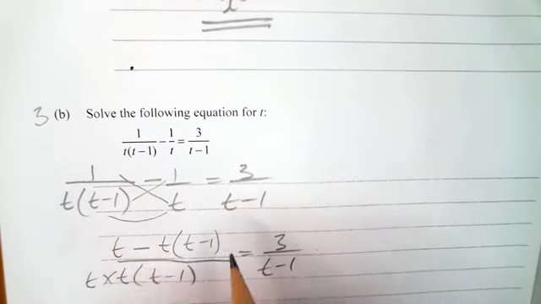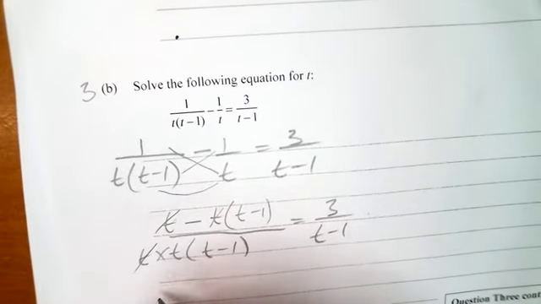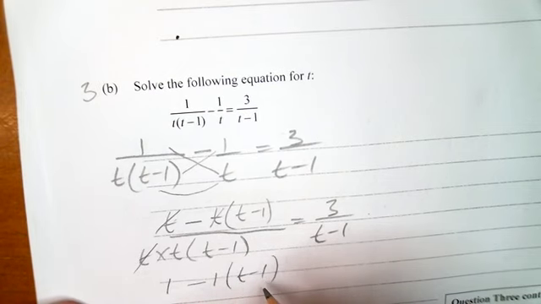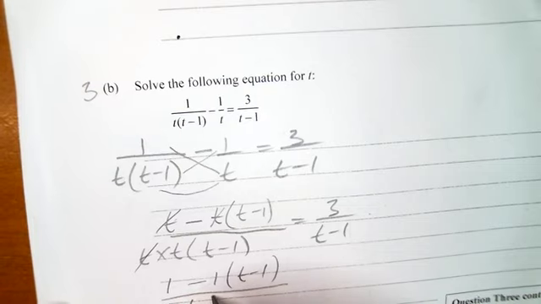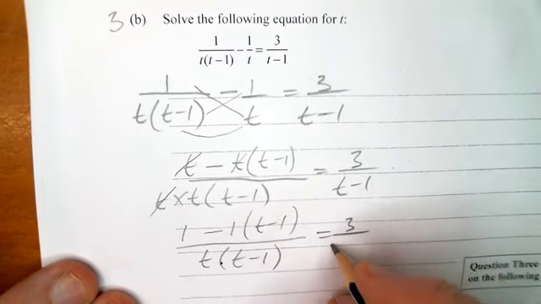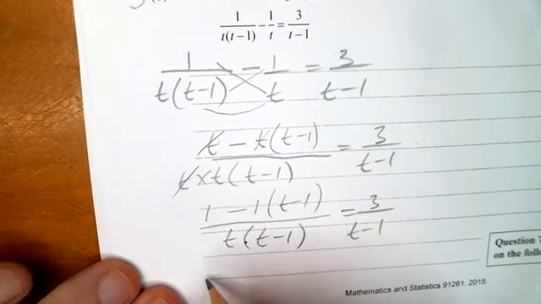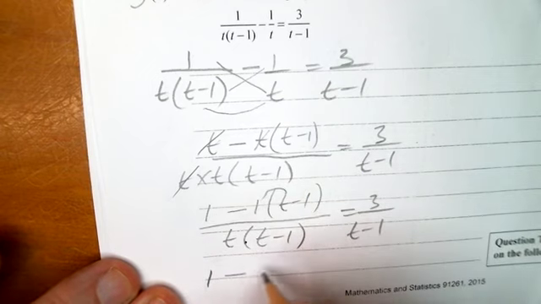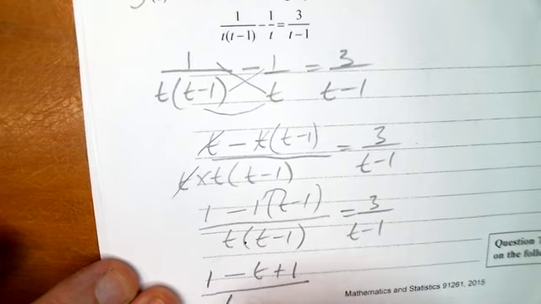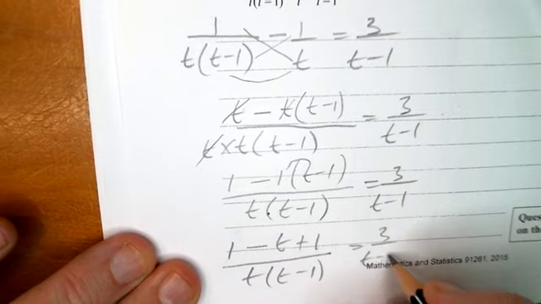So now we've got all t's here, and t divided by t is 1, so I've got 1 minus 1 times t minus 1, all over t times t minus 1, is equal to 3 over t minus 1. So that's nice and messy. Let's expand this top bit out. Negative 1 times t is negative t. Negative 1 times negative 1 is plus 1, all over t times t minus 1, is equal to 3 over t minus 1.